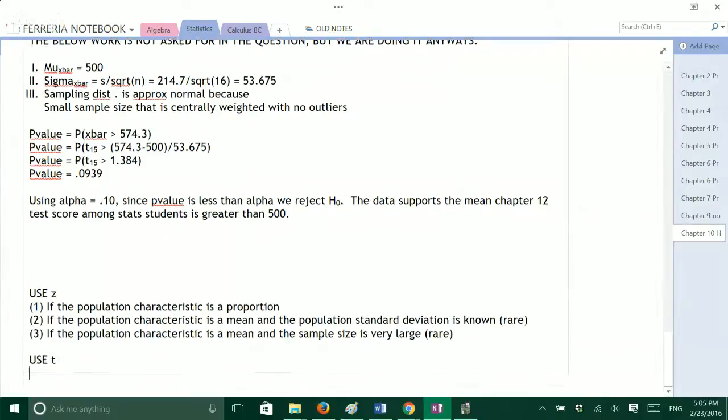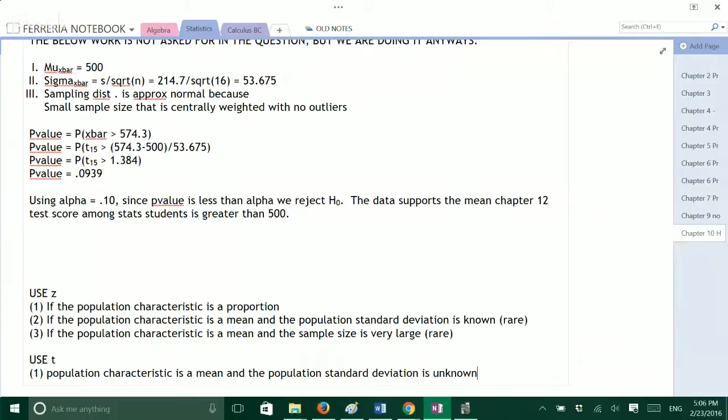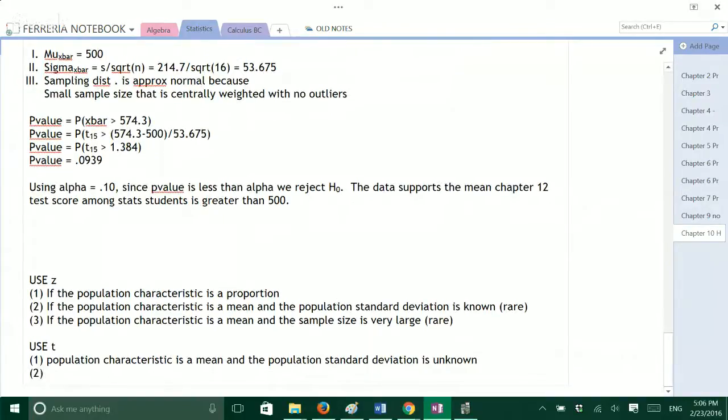Use T. 1. Population characteristic is a mean, and the population standard deviation is unknown. 2. Population characteristic is a mean, and the sample size is small.